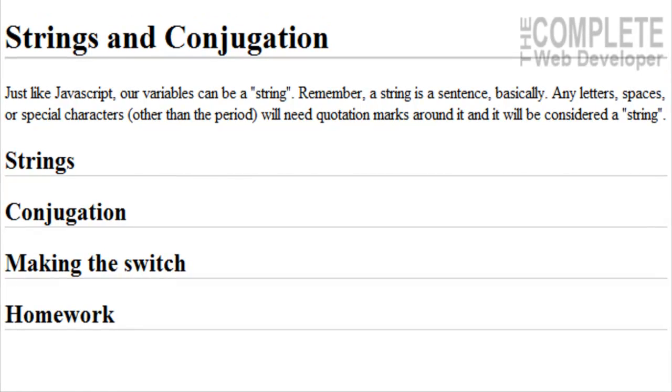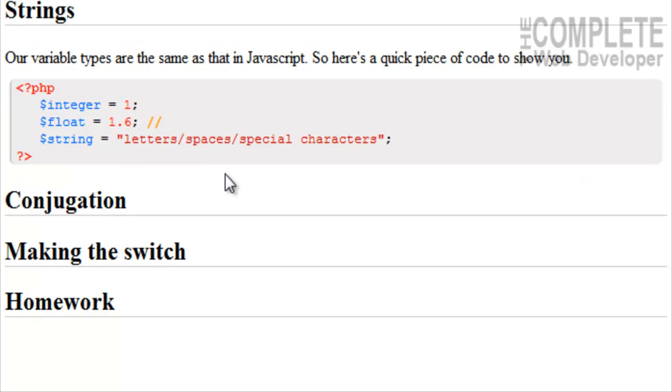Strings and conjugation. Just like JavaScript, our variables can be a string. Remember, a string is a sentence, basically. Any letters, spaces, or special characters other than a period will need quotation marks around it, and it will be considered a string. Our variable types are the same as that in JavaScript. So here's a quick piece of code to show you what I mean.